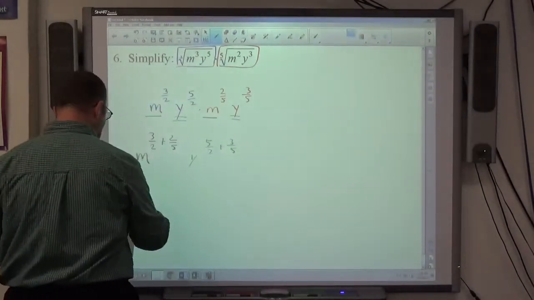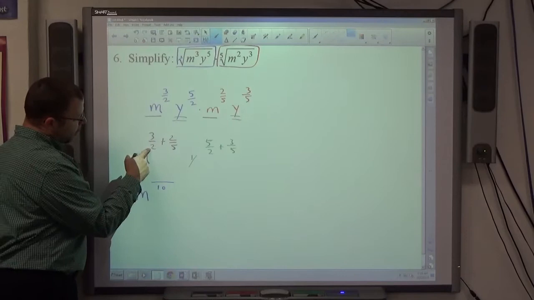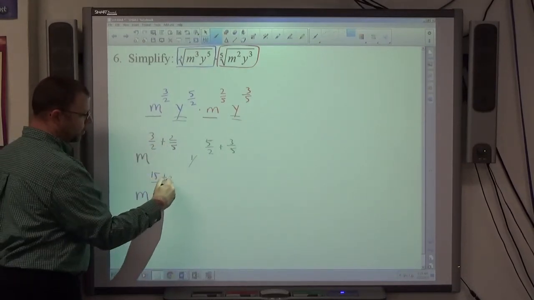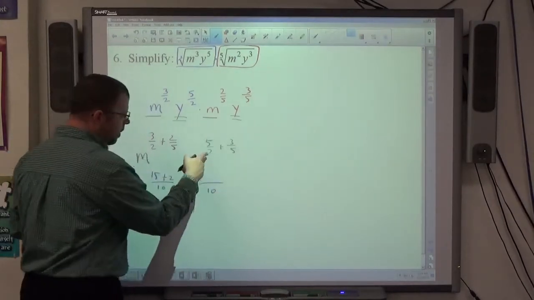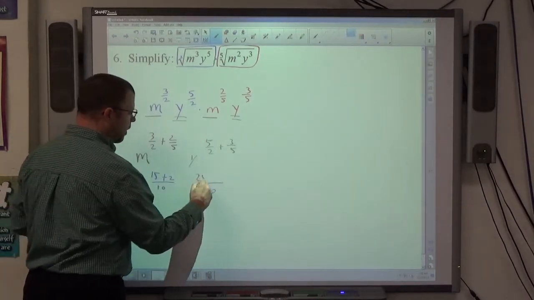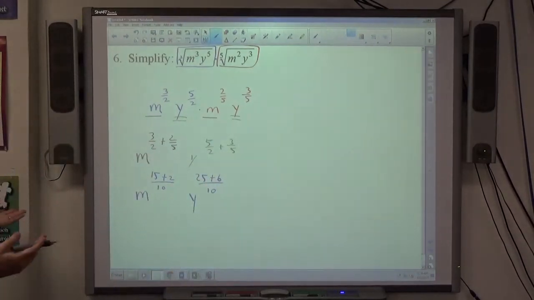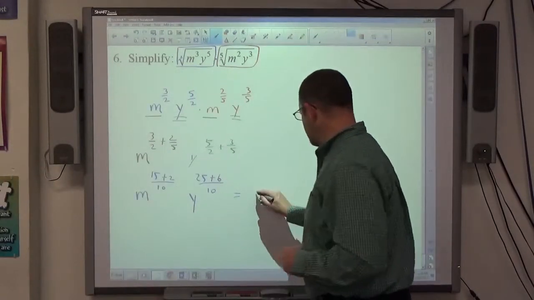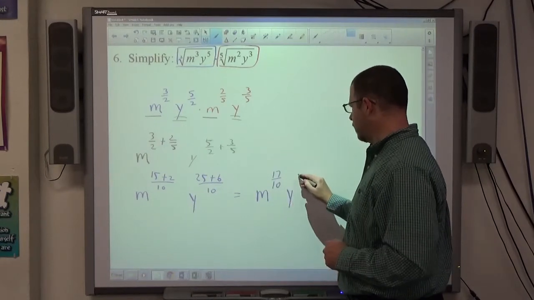So if I go ahead and make that common denominator happen for m, 2 times 5, so 3 times 5. 5 times 2, so 2 times 2. Do the same thing for y. 2 times 5, so 5 times 5. 5 times 2, so 3 times 2. And just like that, we get everything over 10. So we end up with m to the 17 tenths, y to the 31 tenths.